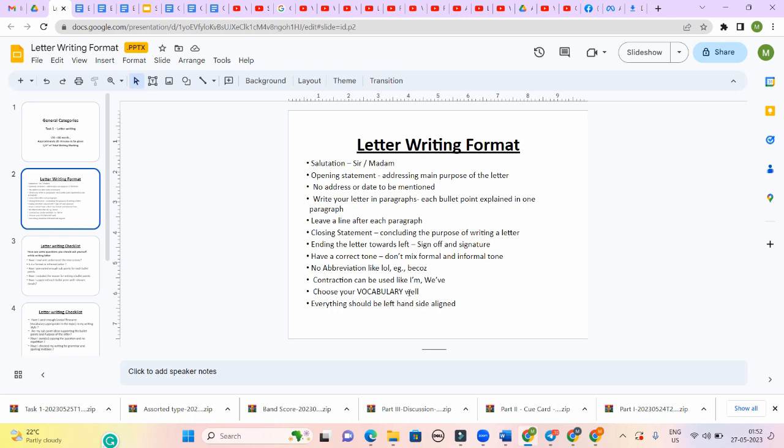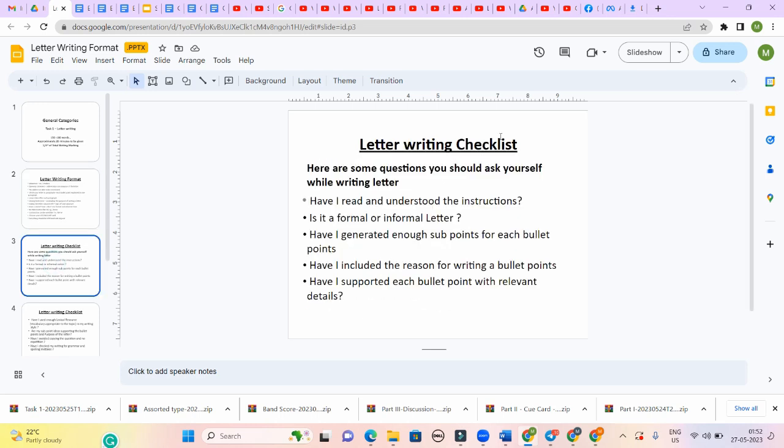Choose your vocabulary well, appropriate to the point of writing, and everything should be left-hand side aligned. So this is the letter writing format. Now come to the letter writing checklist.